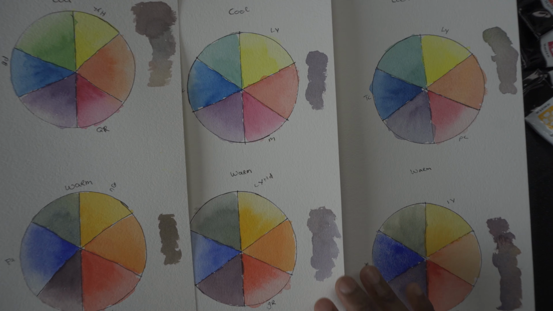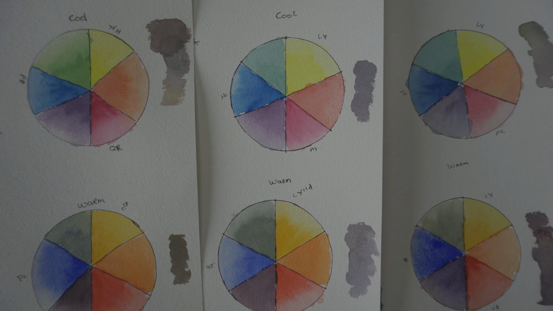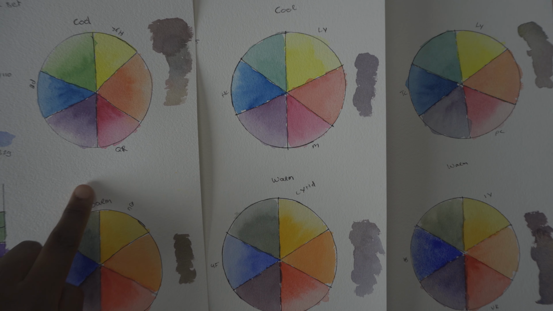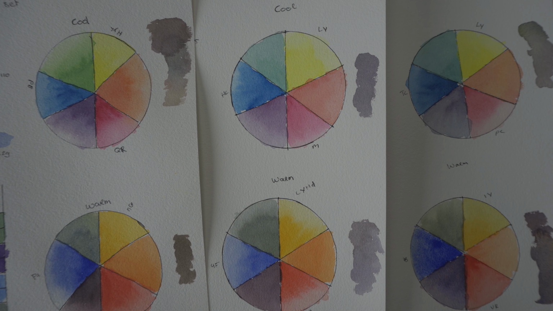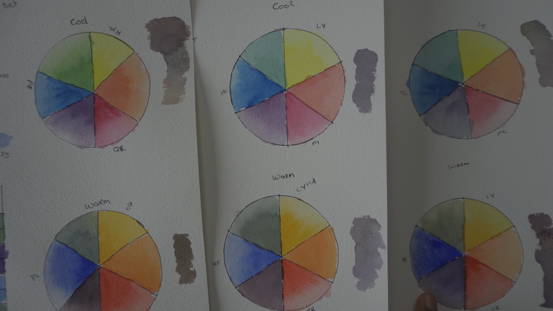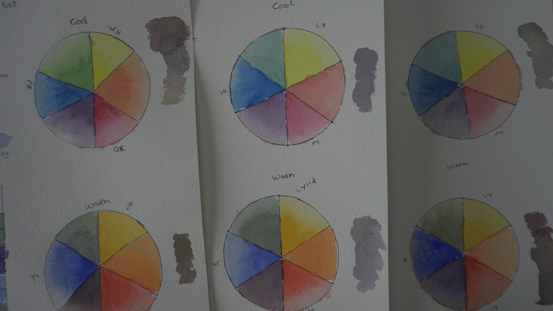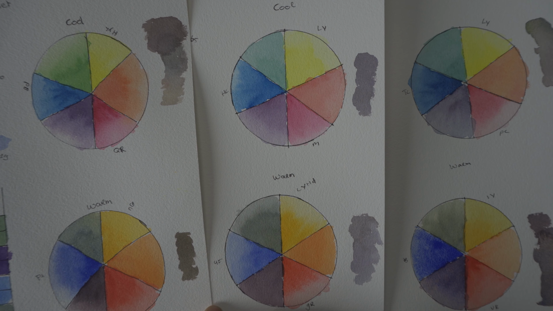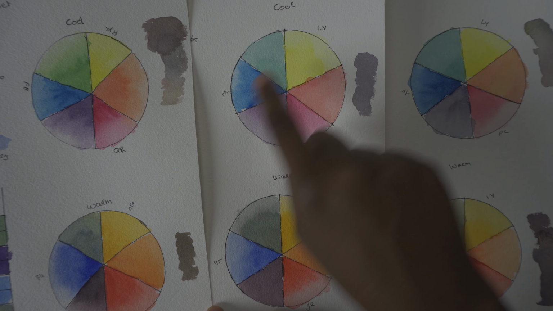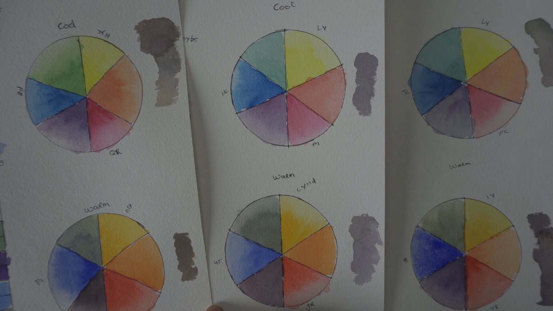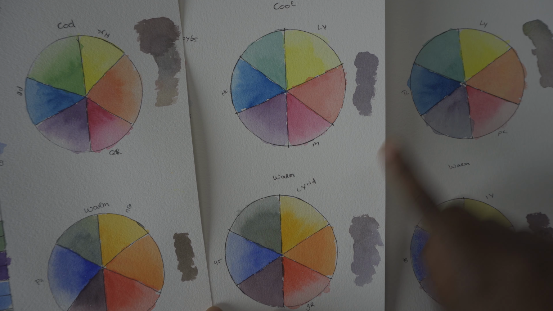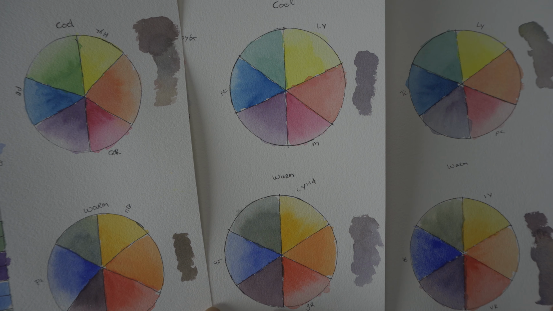And now let's compare these three. Daniel Smith is the first one, Schmincke the second, and this is Egalo. Daniel Smith overall has very bright mixes. Schmincke has very consistent and softer-looking mixes in comparison, while Egalo has overall more granulating colors.